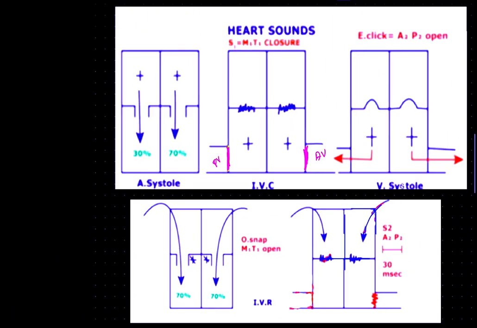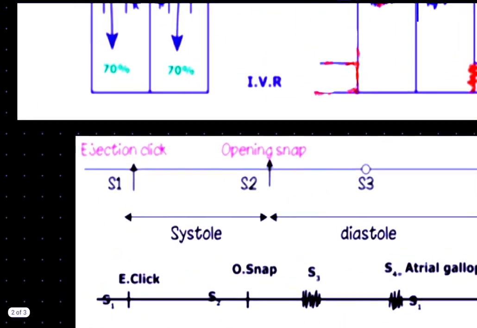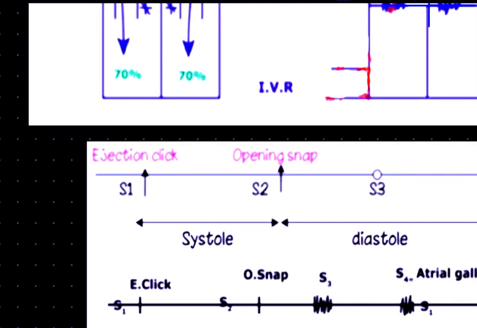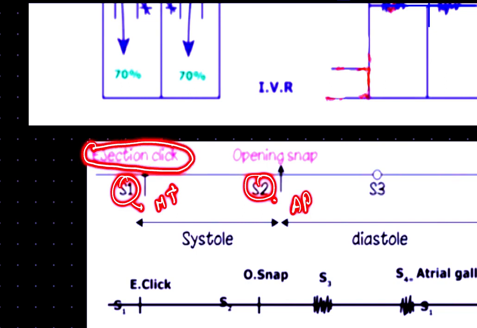In the case of S1, there is closure of the mitral valve and tricuspid valve. In the case of S2, we have closure of our aortic valve and pulmonary valve. But the other two, ejection click and opening snap, are also because of opening. Our ejection click is because of opening of what?